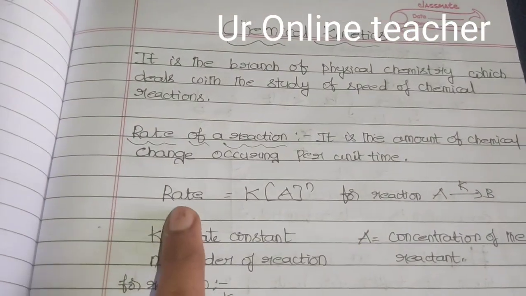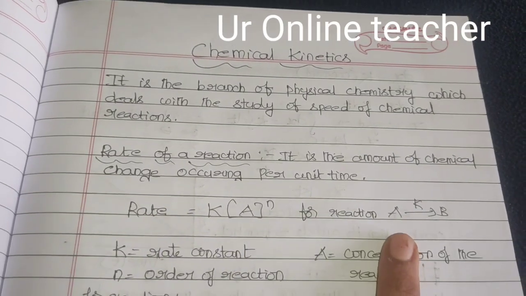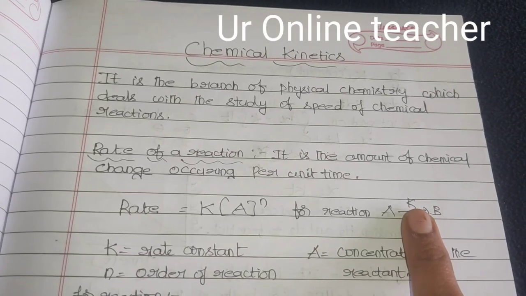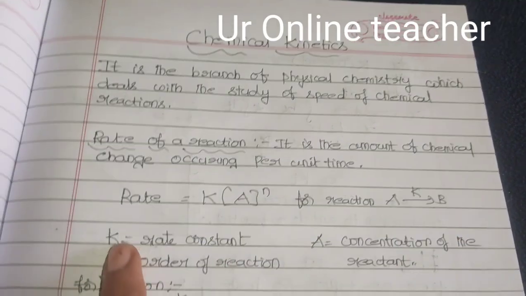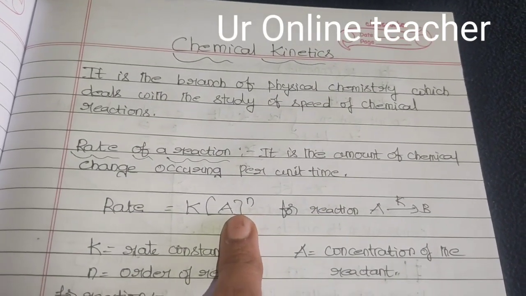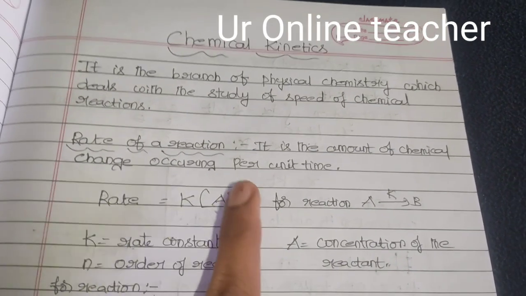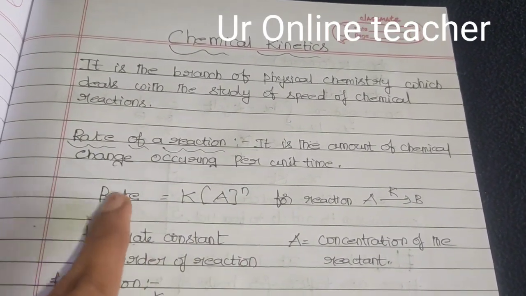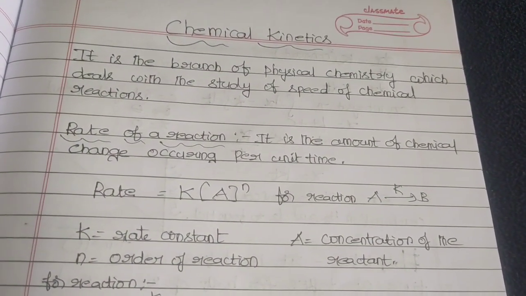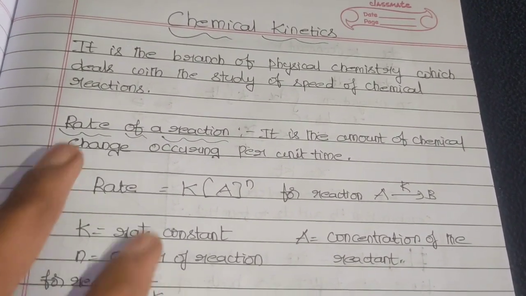So how can we express it? Rate is equal to k [A]^n. So for the reaction A going to B, A is the reactant, B is the product, and k is the rate constant. So k is the rate constant, n is the order of the reaction, and [A] is the concentration of the reactant. So the rate depends on the reactant concentration, how much amount of reactant is participating in the chemical reaction, and that plays a great role in the rate of a reaction.